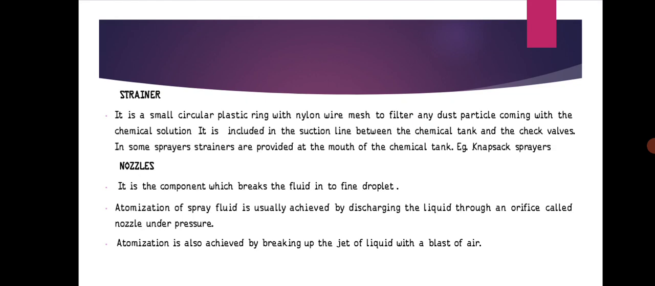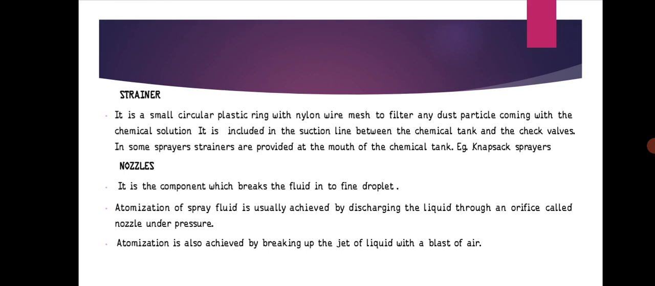Strainer. It is a small circular plastic ring with nylon wire mesh to filter any dust particles coming with the chemical solution. It is included in the suction line between the chemical tank and check valves. In some sprayers, strainers are provided at the mouth of the tank, for example, the knapsack sprayer. Nozzles. It is a component which breaks the fluid into fine droplets.